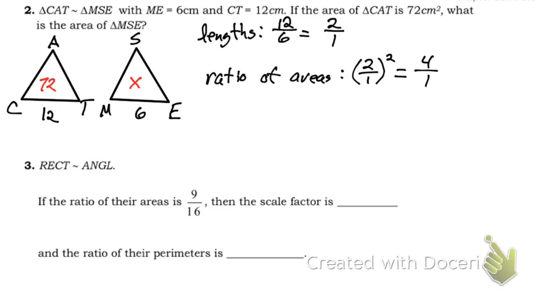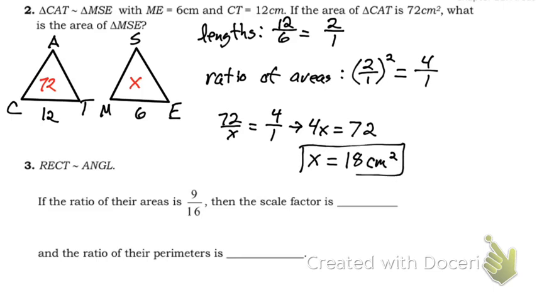So if we do 72 over X, that's going to equal our ratio of areas, which is 4 over 1. Robin, yours is going to be X over 72 and 1 over 4, right? Now we're going to cross multiply. So we're going to have 4 times X equaling 72. What does my X equal? Evan: 18. And I'm going to put centimeters squared, because we started out with centimeters squared.